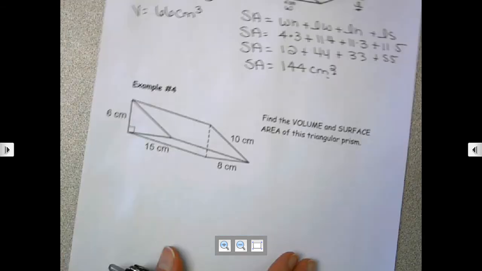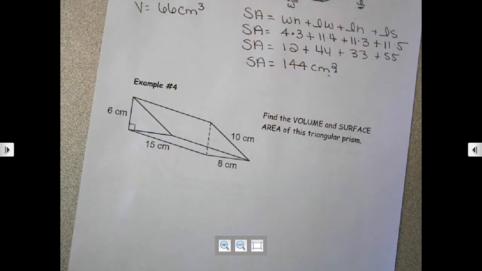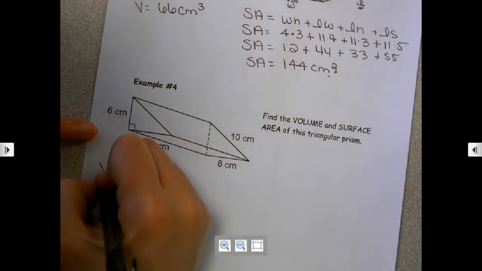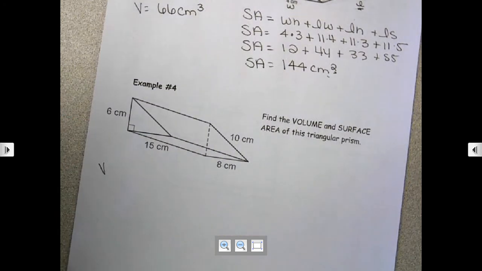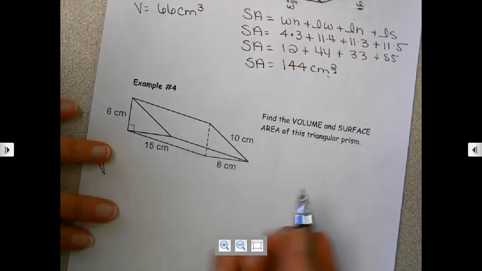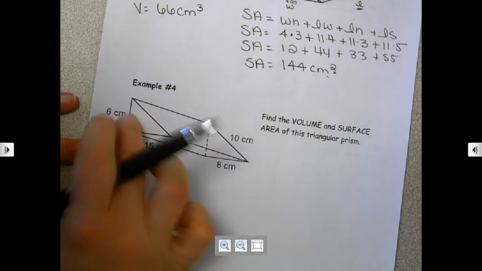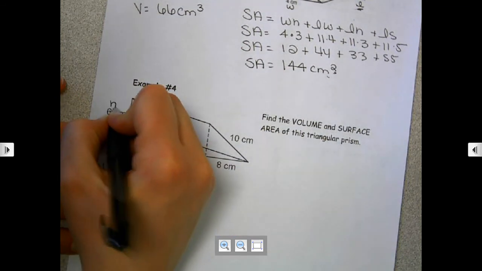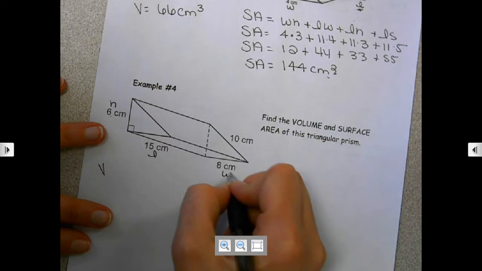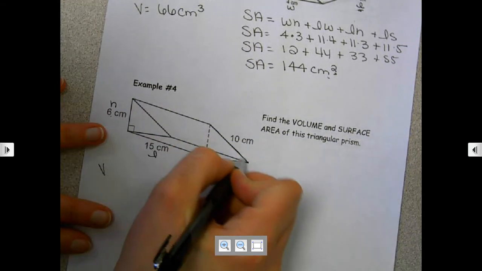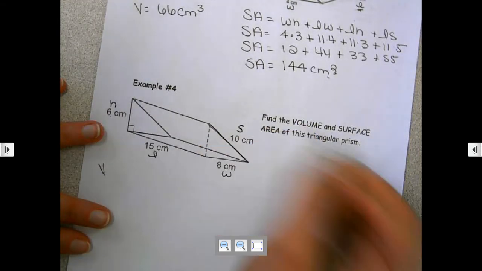All right, what I would like you to do is try example number 4 on your own. We're going to find the volume and surface area of this triangular prism. Pause the video, come on back. Okay, hopefully you paused the video. The first thing we're going to do is identify the sides and label. We have the length. Remember, the length is the distance between the two bases. We have the height, which is 6 centimeters, and our width is 8. Our slant or our side is going to be 10.